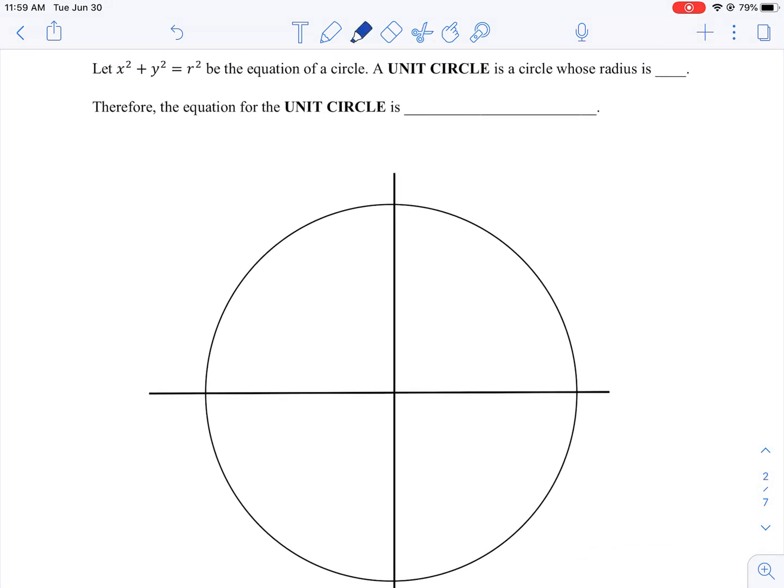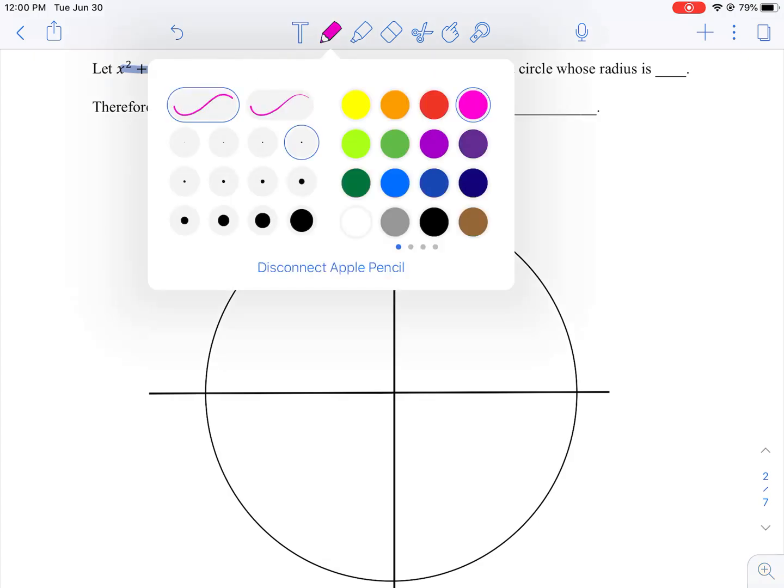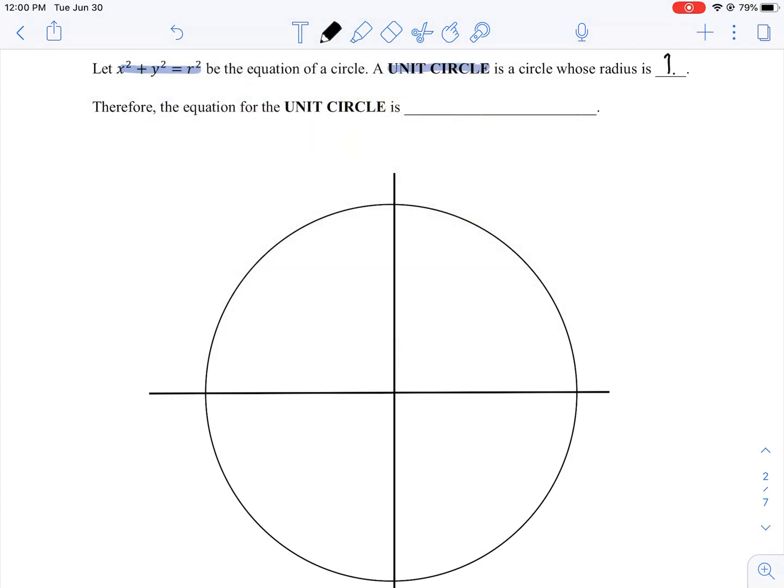Alright, let x squared plus y squared equals r squared be the equation of a circle. A unit circle is a circle whose radius is 1. Therefore, the equation for the unit circle is x squared plus y squared is equal to 1. And so how does the unit circle relate to the 6 trigonometric functions?